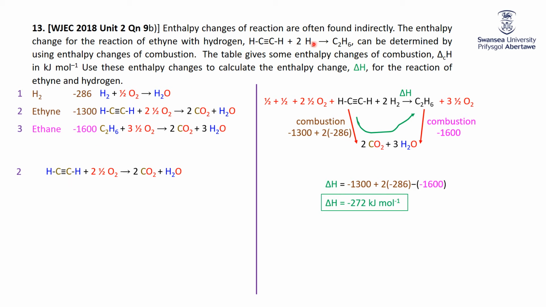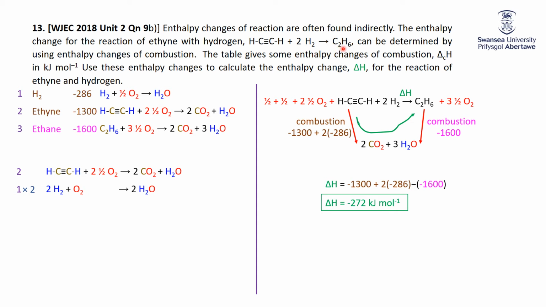We now need 2 H2s on the left-hand side. Well, equation 1 has an H2 on the left-hand side, so I can use that, but I'm going to need 2 of them. And when I take 2 of equation 1, I get 2H2 plus O2 goes to 2H2O. Again, I can see how my O2s are building up and my H2Os and CO2s are building up. Don't want to think about those yet, but I'll continue looking at what I want.